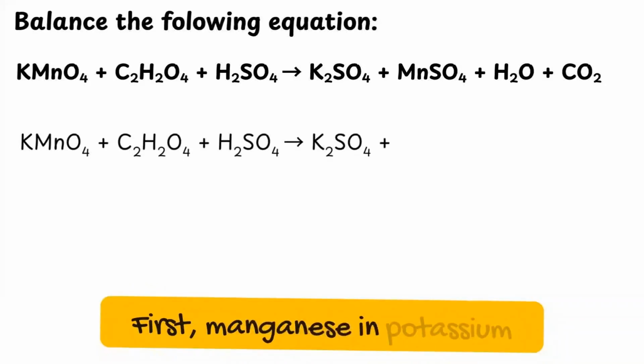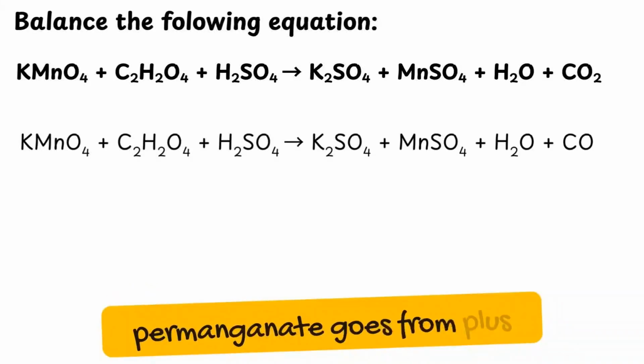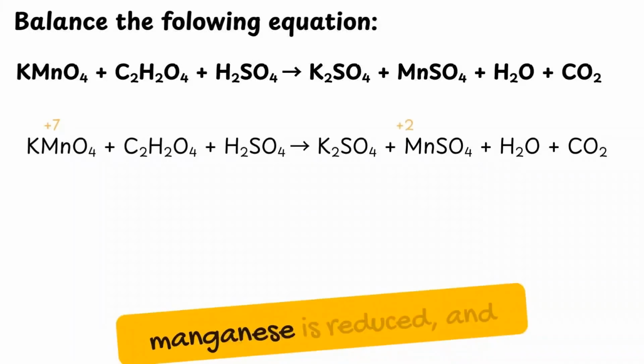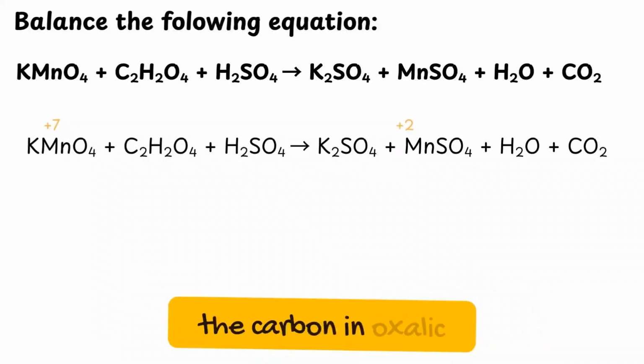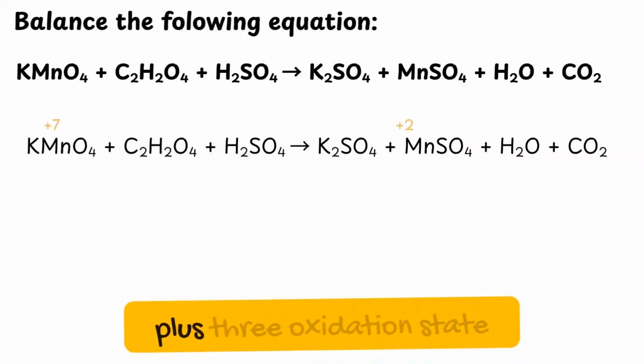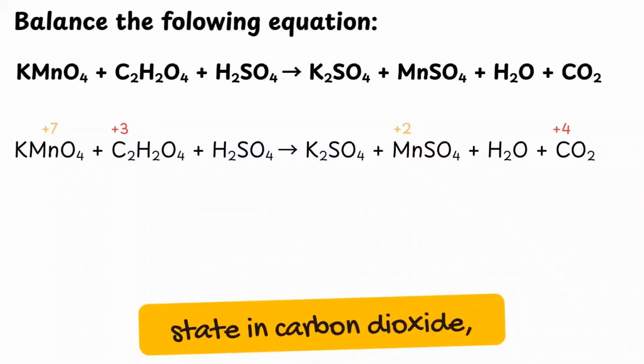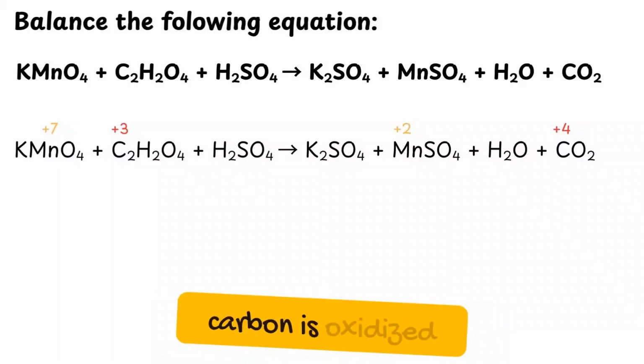First, manganese in potassium permanganate goes from +7 to +2 in MnSO₄. That means manganese is reduced, and the carbon in oxalic acid transitions from the +3 oxidation state to the +4 state in carbon dioxide, which means that the carbon is oxidized.